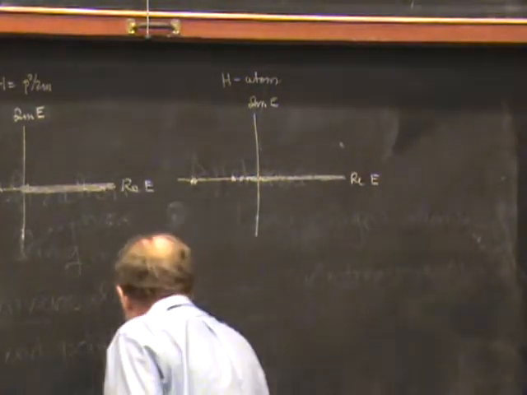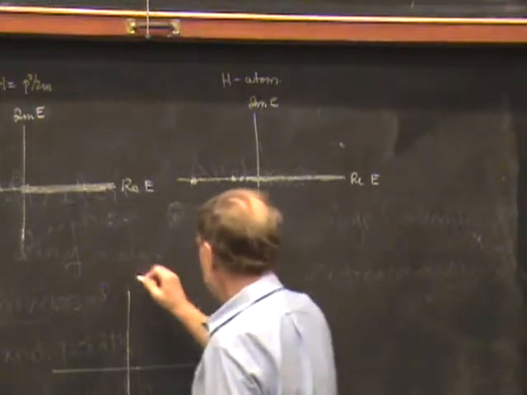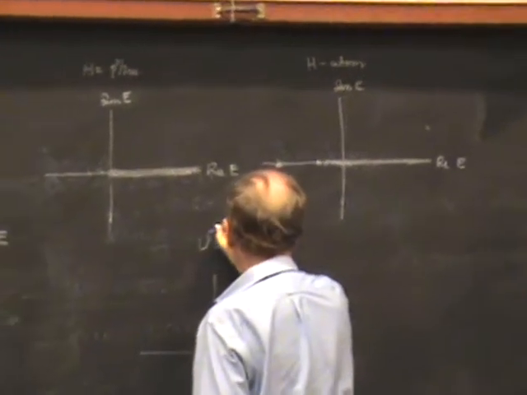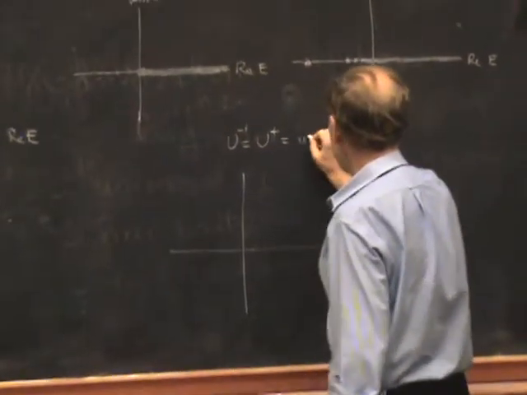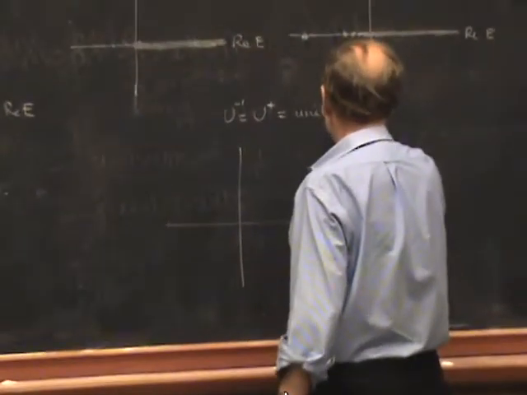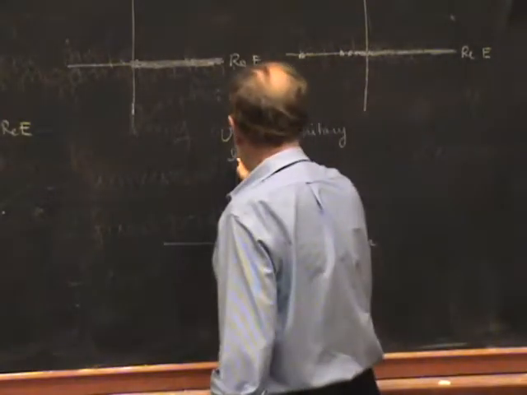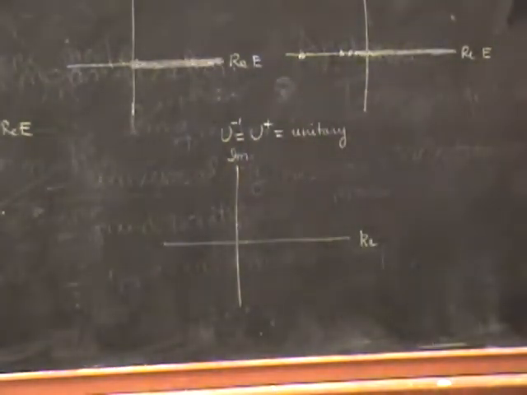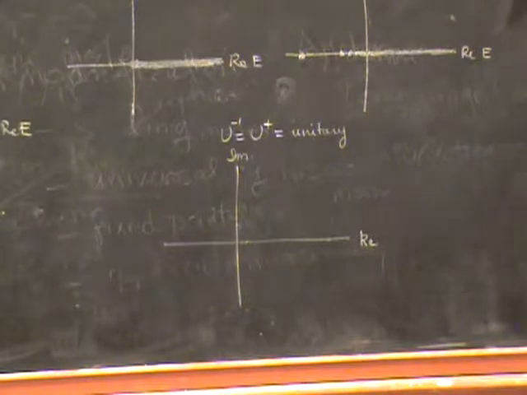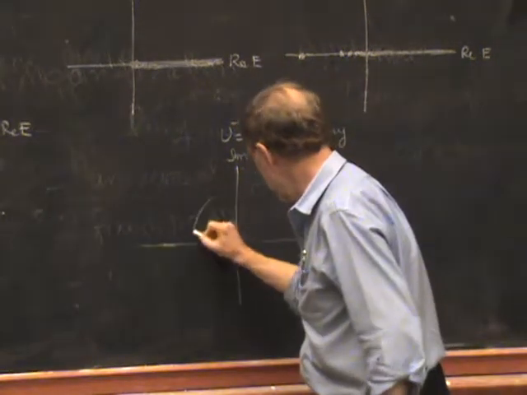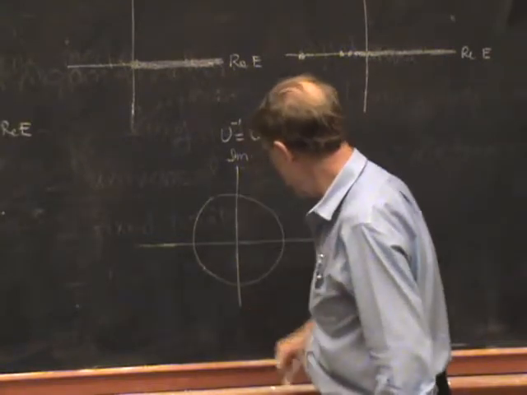And then finally, let me just mention the case of a unitary operator. A unitary operator is one whose inverse is equal to its Hermitian conjugate, so this is unitary. And I'll write the real and imaginary parts here for the eigenvalues. It turns out the eigenvalues of unitary operators are always phase factors, and thus they lie on the unit circle in the complex plane.